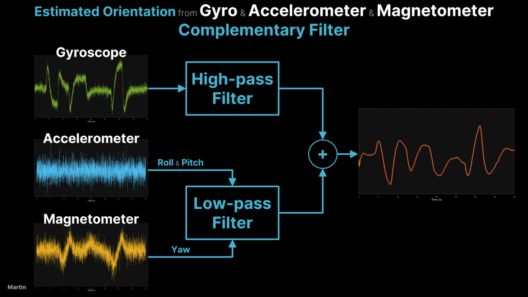In this setup, the filter applies a high-pass filter to the gyroscope data to retain fast, short-term motion, and a low-pass filter to the accelerometer and magnetometer data to provide long-term stability and correct drift. By blending all three sensor types, the complementary filter produces an orientation estimate that is both responsive and stable across all three axes.